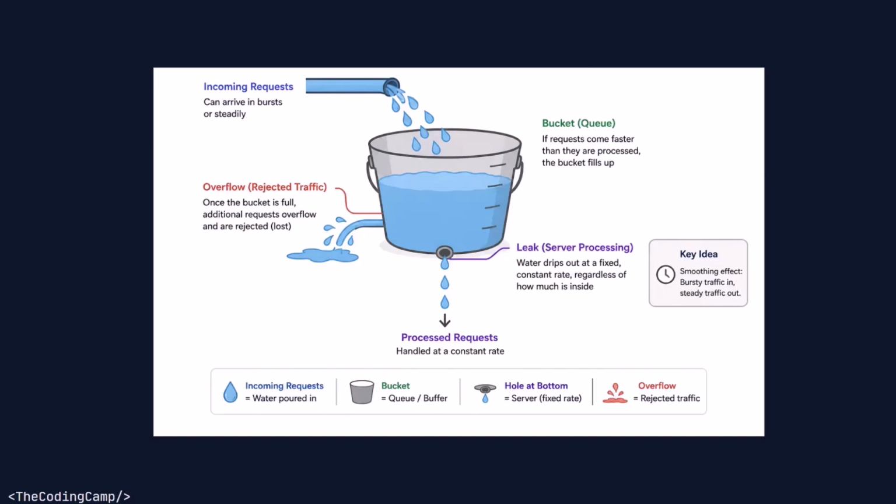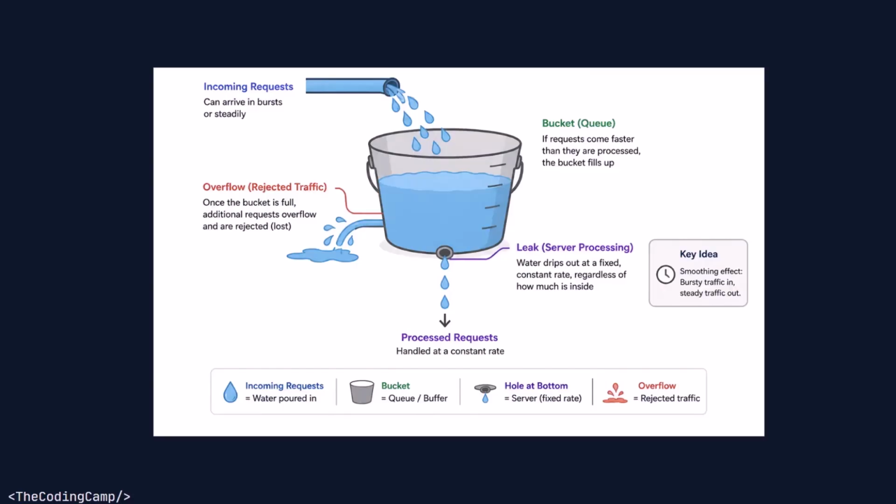If you pour in water faster than it drips out, the bucket fills up. Once it is full, any additional water you pour in simply overflows and is lost. That is the leaky bucket algorithm. Requests are the water, your server is the hole at the bottom, and the overflow is rejected traffic.